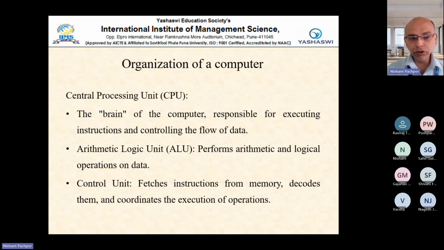Okay, then control unit fetches the instruction from the memory and decode them and coordinate as well as execute them. Execute your operations. That is the role of a control unit.